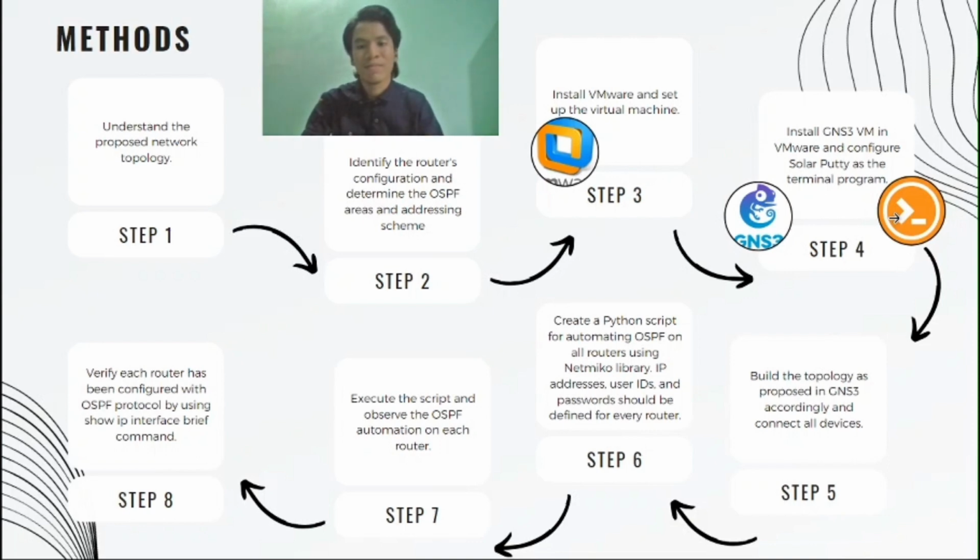We can proceed to the sixth step of our project method by creating a Python script for automating OSPF for all routers using the Netmiko library in Python. IP addresses, username, and password should also be defined in order for us to make the router configuration easier.